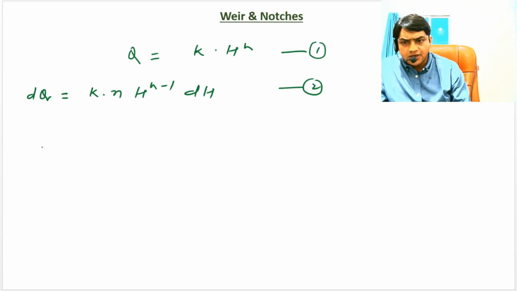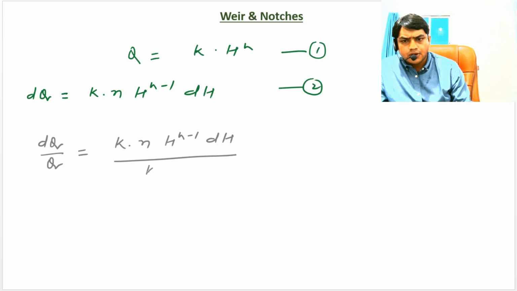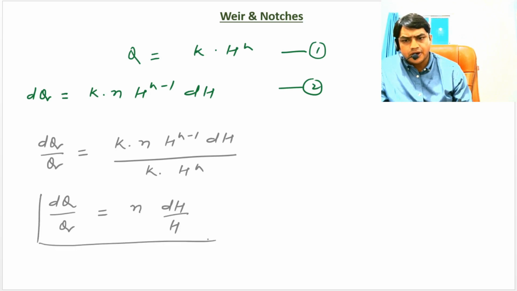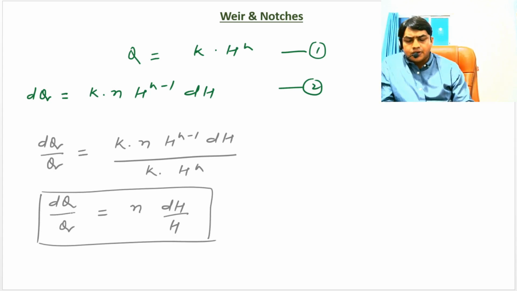So dq by q can be written as K into n H to the power n minus 1 into dH, divided by K into H to the power n. So dq by q, K cancels, can be written as n into dH by H. This is a very important expression, where dq by q is the error in the discharge and dH by H is the error in head.